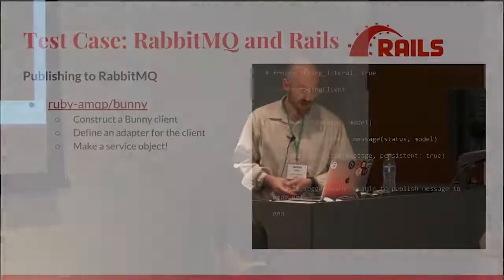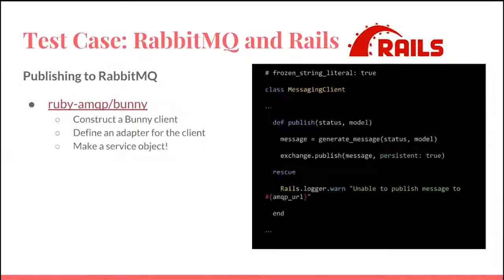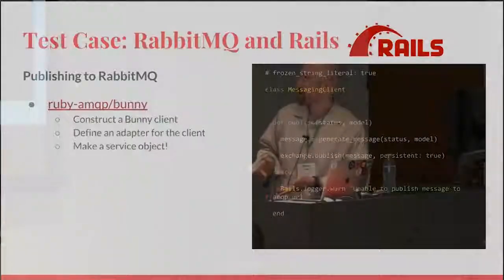How we typically use this in our Rails applications is we actually wrap this within a service object, a messaging client, where we wrap the publishing operations within a method. So we'll typically invoke a generate message method along with the status and the model that's being published, and then we publish that message to the exchange. We handle any errors that are encountered during the process.